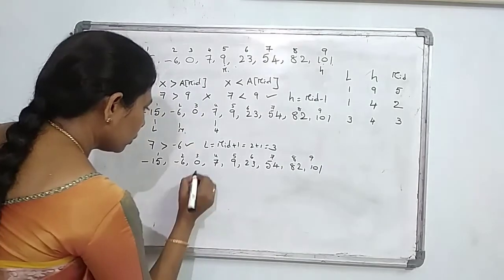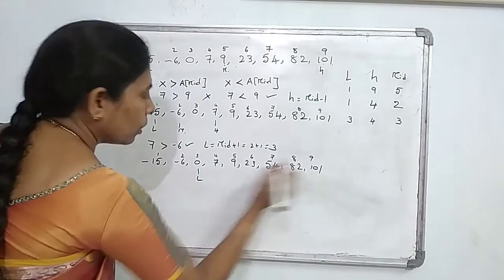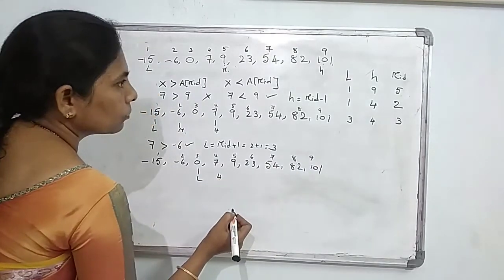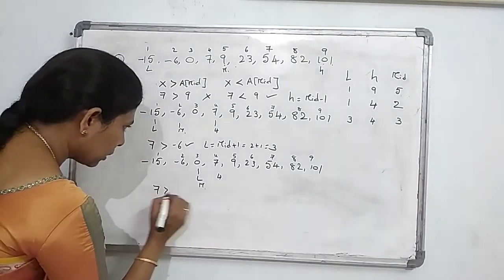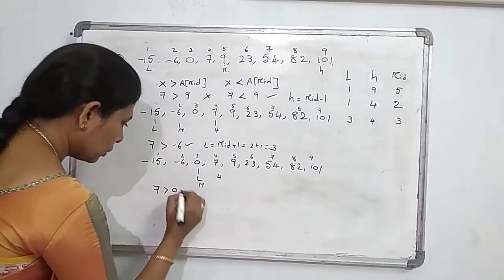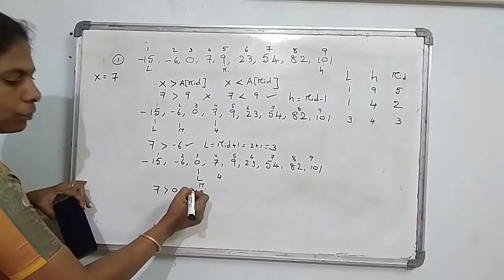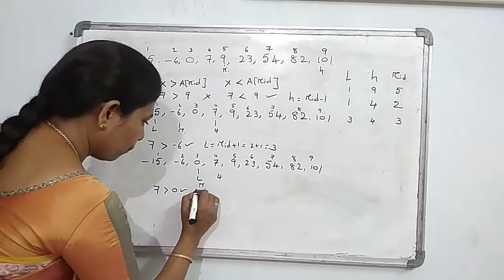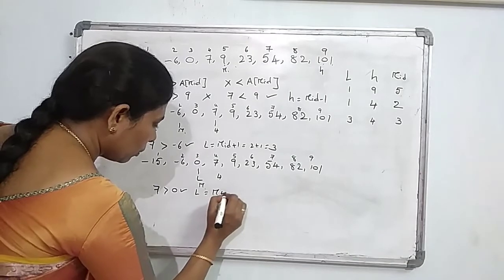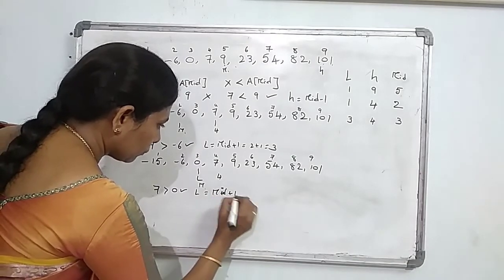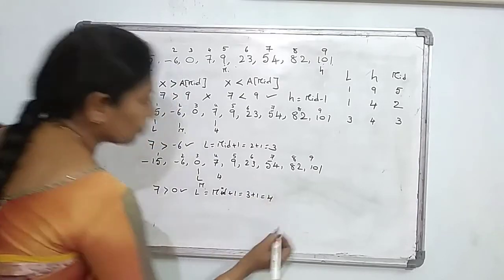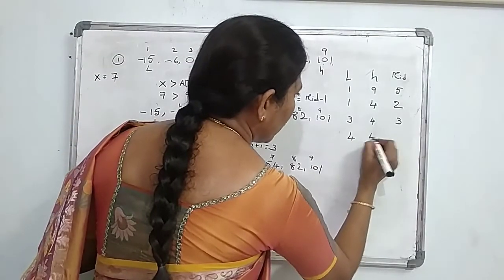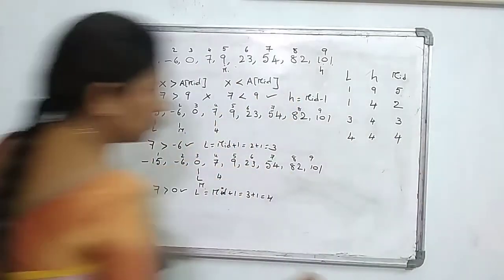So low equal to 3, high equal to 4, mid equal to 3. Now compare this: 7 greater than mid, 0? Yes. If 7 is greater than mid, again you can change the low value. Low equal to mid plus 1. That means 3 plus 1, 4. Low 4, high 4 and mid is also 4.